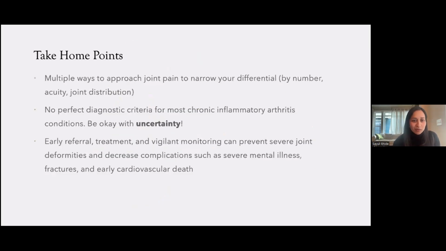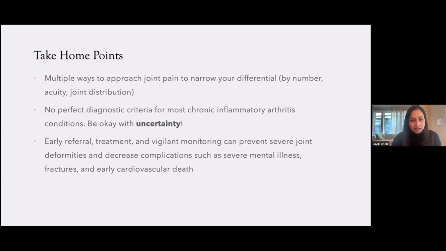So, take-home points: there's a lot of ways to approach joint pain. Just try to pick one and then use it every time. There's no perfect diagnostic criteria for most chronic inflammatory arthritis, and so it is okay to be upfront about that with your patient. If you see someone who has a lot of symptoms of inflammatory arthritis, they don't fit any perfect disease process, or maybe they have just the beginnings of a disease process, it is okay to refer them to rheumatology. They might even be started on treatment, and then share with them that sometimes it takes a few years before we can attach a clear name to this illness because there's just so much overlap and uncertainty.